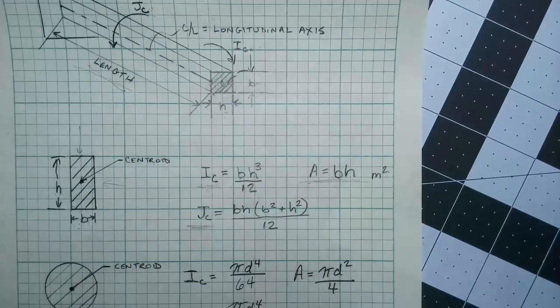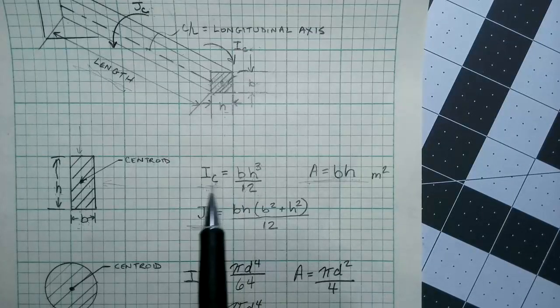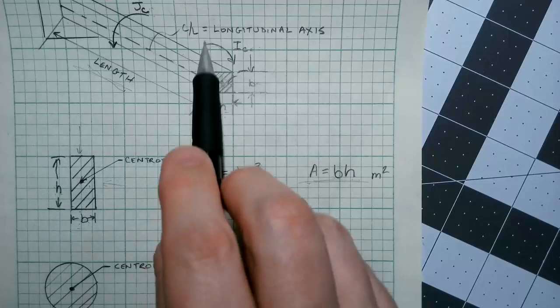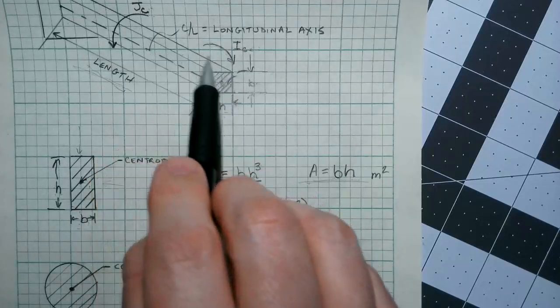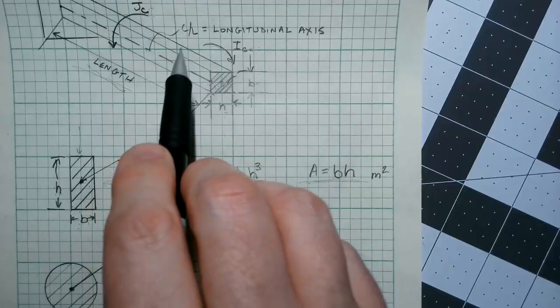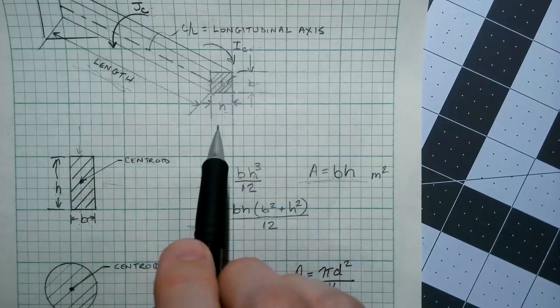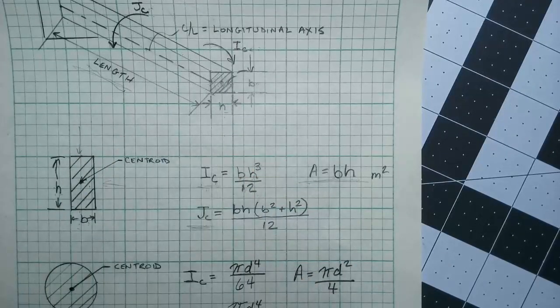That will give you the second area moment of inertia about the centroid, and that is the resistance the object has toward being bent along the longitudinal axis. So physically bending the axis of this object.